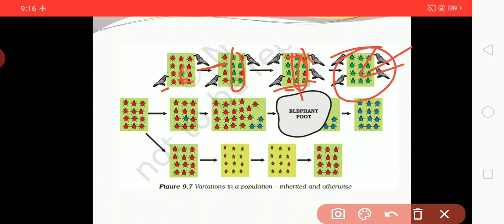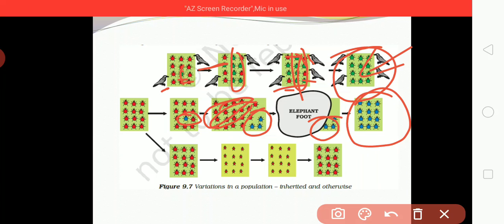In this case only one blue beetle is there, so it will reproduce to only 3. But if an elephant puts its foot on the beetles, all the red beetles are killed. So only 3 of them are left, and those 3 will reproduce and form a maximum amount of beetles.